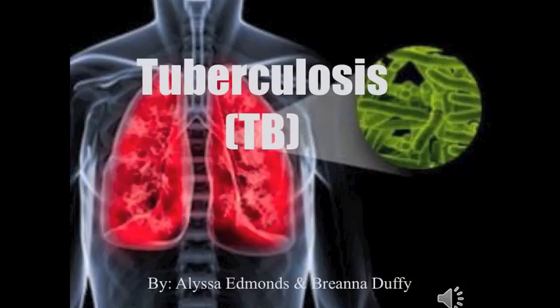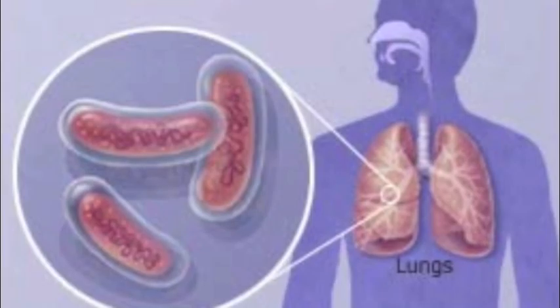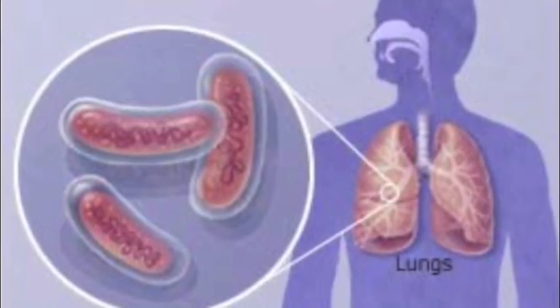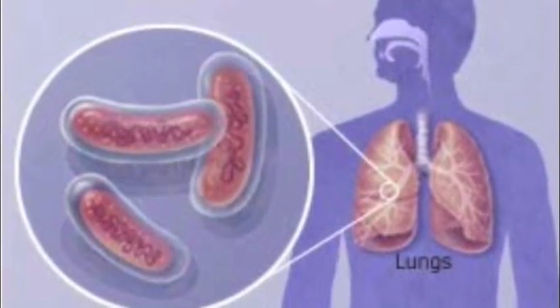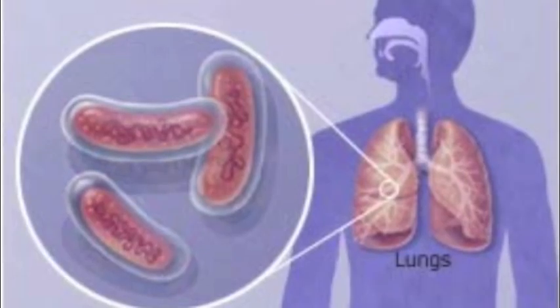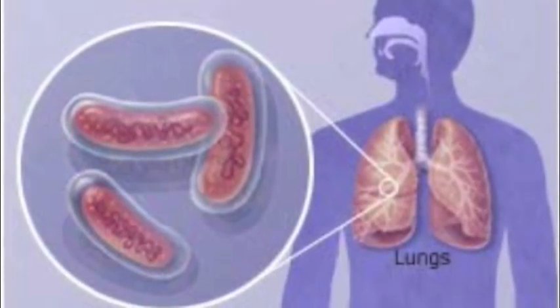TB is a rod-shaped bacteria called Mycobacterium tuberculosis. Initially, this bacteria attacks a person's lungs but can eventually reach the spine, kidneys, or liver. TB is spread through the air when a person coughs, sneezes, or even speaks. Other people may breathe in the bacteria and become infected.